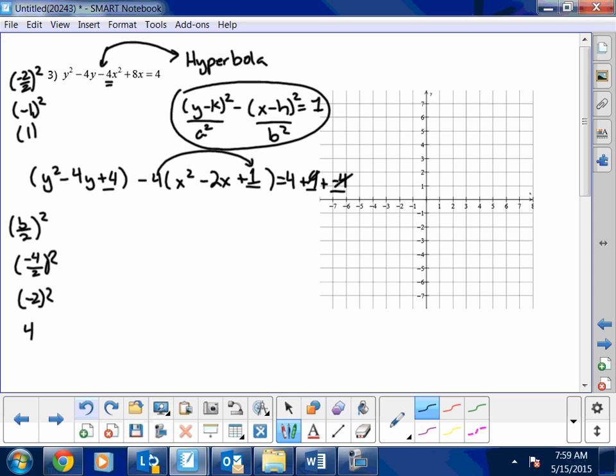Now, what do we do after that? After completing the square, we're going to get into binomial forms. We're going to take the b value divided by 2. So in this one, this is going to be y minus 2 squared. And on this side over here, this is going to be, let's see, we're going to divide this by 2.